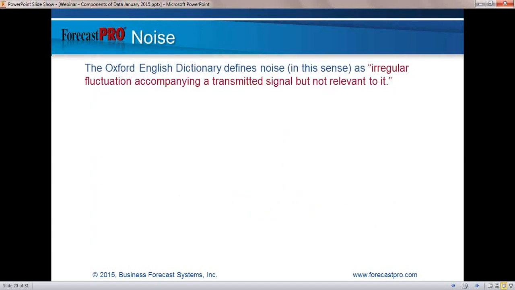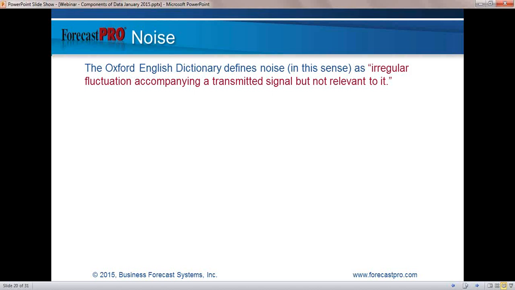The last component that we're going to cover is what's called noise. Here's a dictionary definition of noise. It says irregular fluctuation accompanying a transmitted signal but not relevant to it. We had about 380 people sign up for the webinar, and a certain fraction of our audience out there is going to be engineers. For the engineers out there, it's signal to noise ratio. They already know what noise is. It's a common concept. For the non-engineers, it's random variation.